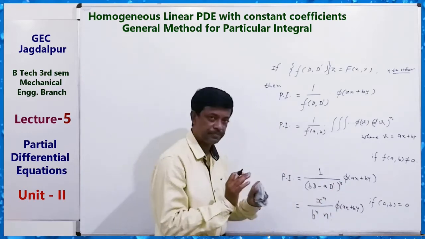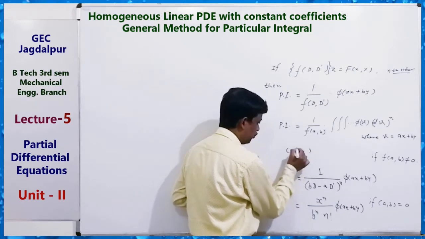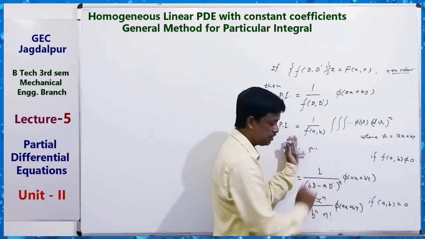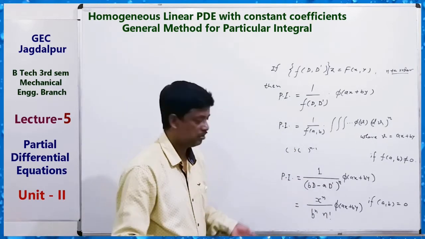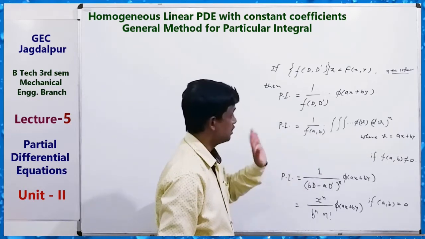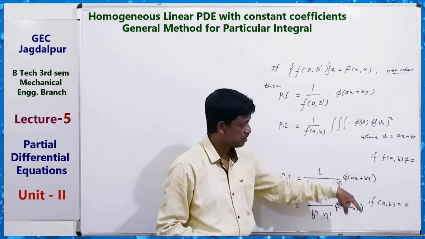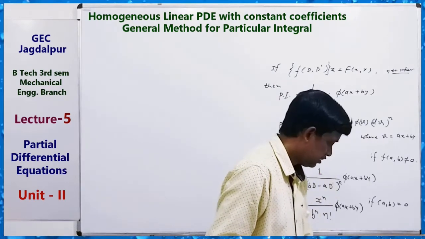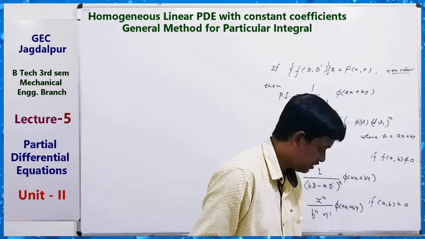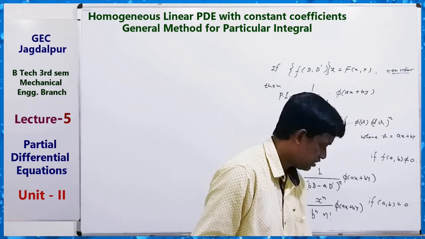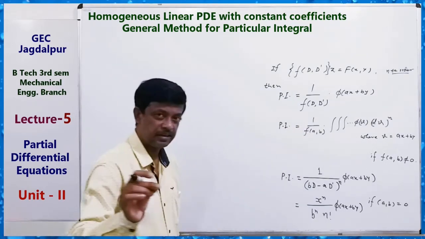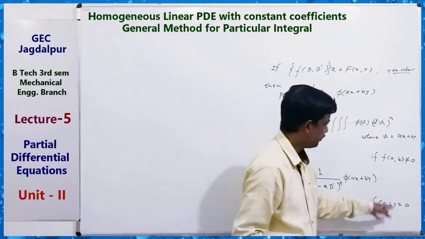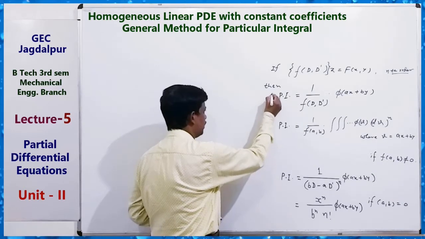If suppose one factor is different and the other is an n minus one factor, then only for this factor you have to apply this formula, and for the other factor you have to apply another formula, whichever is suitable. So this is a general method for f(a, b) not equal to 0 and f(a, b) equal to 0. Remember it, we will use this formula now. And there is another very important, very general formula.